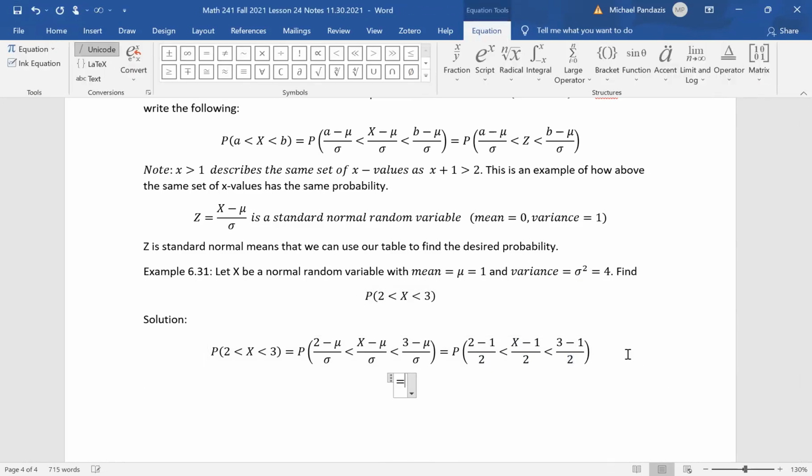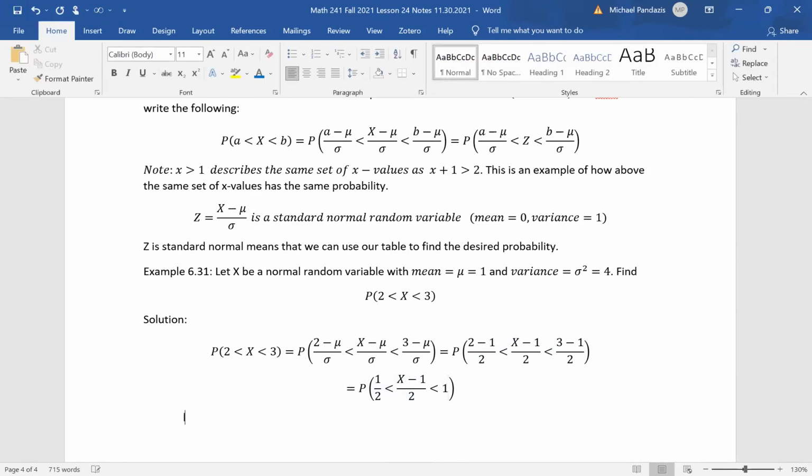And so this is equal to the probability that 2 minus 1 over 2 is 1/2, strictly less than x minus 1 divided by 2, which is strictly less than 3 minus 1 is 2 in the numerator, and then 2 over 2 is 1. So that's 1.